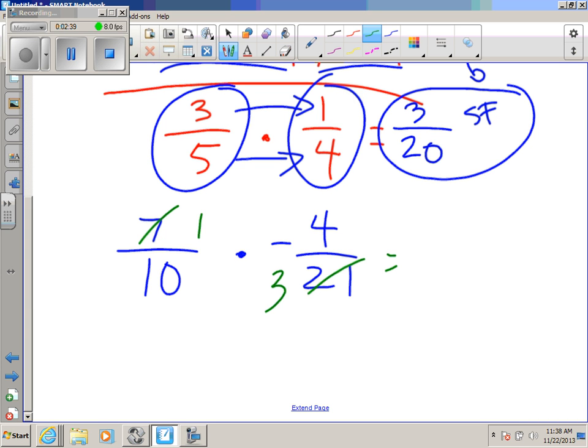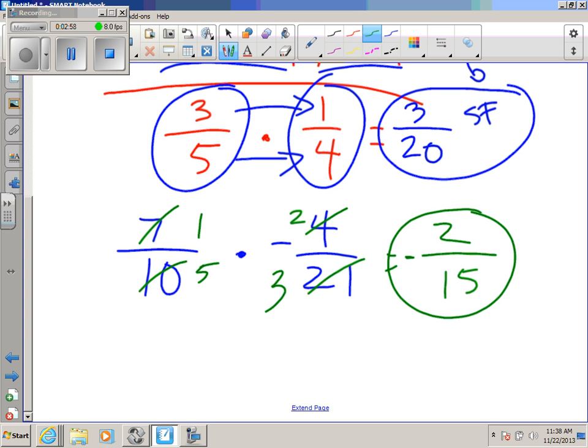I look diagonally the other way, between a 4 and a 10. I can divide them both by 2. That's a 2, and that's a 5. So a 1 times a 2 becomes a 2. 5 times a 3 is 15, and since it's a positive times a negative, it's a negative 2/15. The multiplication facts remain the same. There's no confusion there. Okay, positive times negative gives you negative.